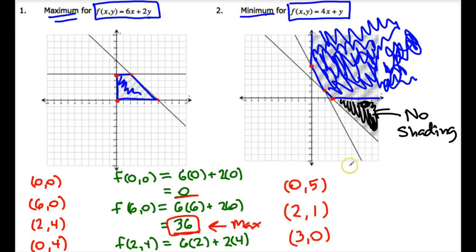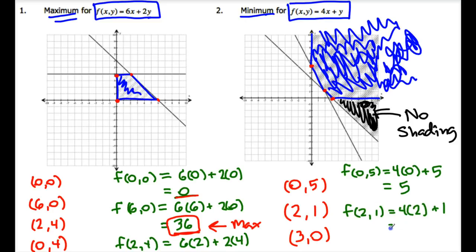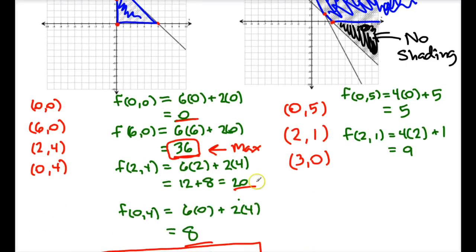So I'm going to start with the point 0, 5. We plug a 0 in for x, we get 4 times 0, and then plus 5 if y is 5, and we just get the value of 5. Then I'm going to plug in the point 2, 1. So 4 times 2 plus 1, that would give us 8 plus 1, or 9. And then finally I'll plug in the point 3, 0. That would be 4 times 3 plus 0, which is 12.